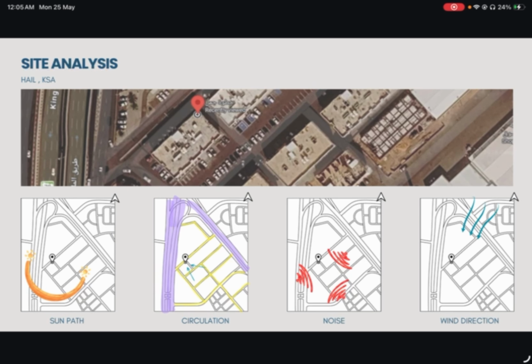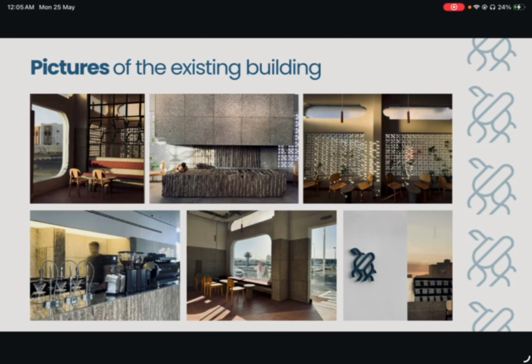Here is our site analysis, of our cafe located in Ha, KSA. Here we have the sun path, the circulation, the noise, and the wind direction. Here are some pictures of the existing building, which is Camel Step, as I mentioned, in KSA.